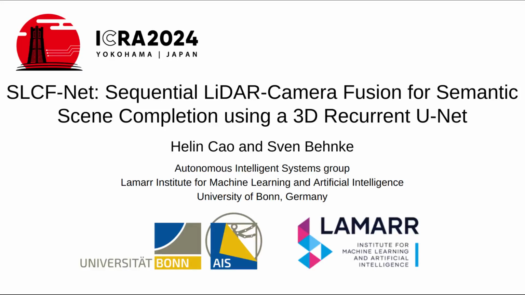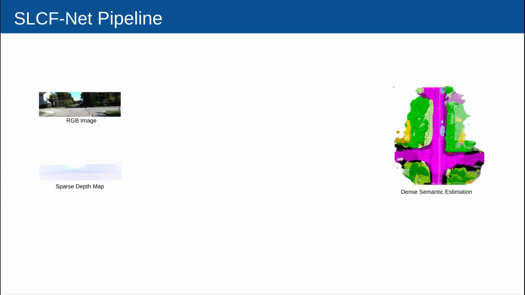We present SLCF-Net, sequential LiDAR camera fusion for semantic scene completion using a 3D recurrent U-Net. Our approach aims to simultaneously estimate the complete geometry and semantics of a scene from an RGB image and the corresponding sparse LiDAR depth map.